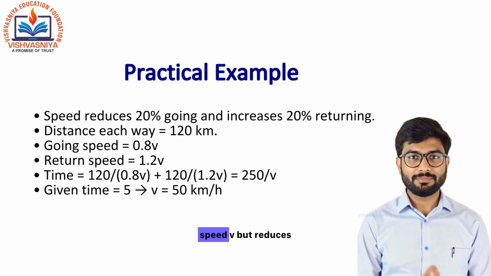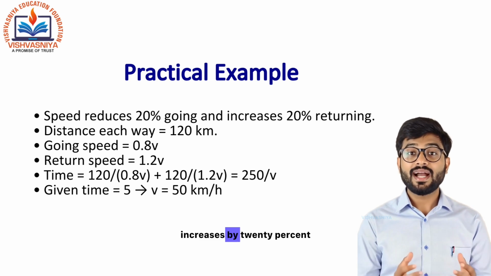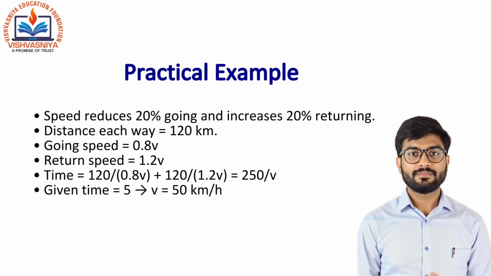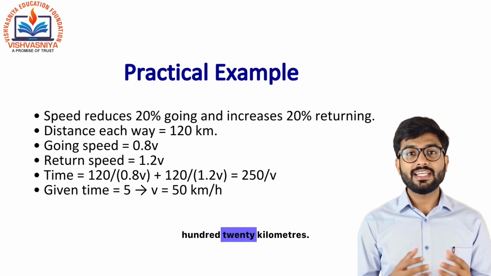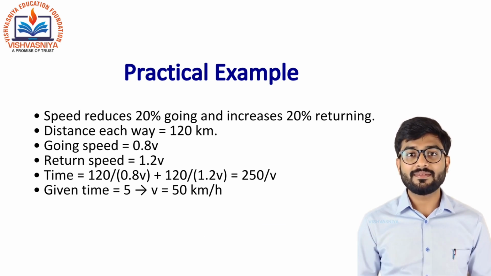A car goes at speed v but reduces speed by 20% on the way and increases by 20% on return. Each leg is 120 kilometers. Find v if total time is 5 hours.